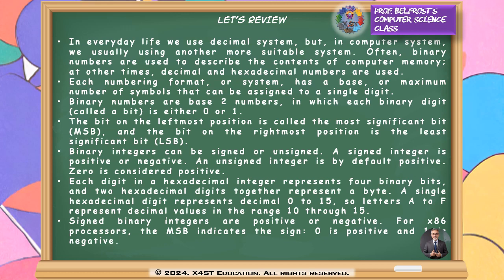Each digit in a hexadecimal integer represents four binary bits, and two hexadecimal digits together represent a byte. A single hexadecimal digit represents decimal 0 to 15, and the letters A to F represent decimal values in the range of 10 through 15. Signed binary integers are positive or negative. For x86 processors, the MSB indicates the sign: 0 for positive and 1 for negative.